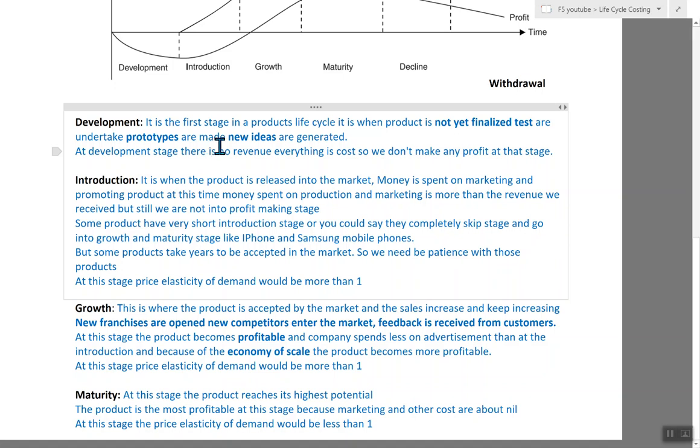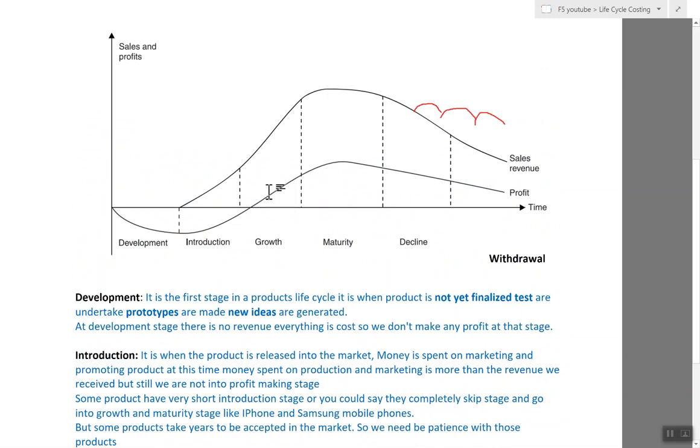And then we have the growth stage. At growth stage, people buying the product increase, and we start making profit. One of the main reasons is economy of scale. Economy of scale means selling something in large quantity. Because of selling in large quantity, the fixed cost when divided becomes less, and maybe we have the power to buy at lower price from our supplier.